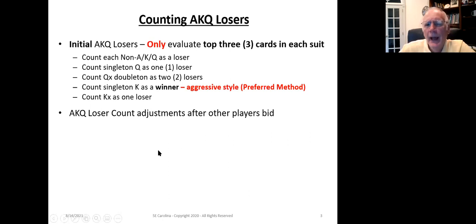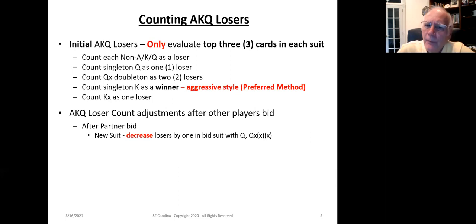Now, like points, you're going to continuously adjust your number of losers based on what your partner and the other players bid. If your partner bids a new suit, what your partner is saying is they've got something in it. You're going to assume they have the ace, king, or queen.